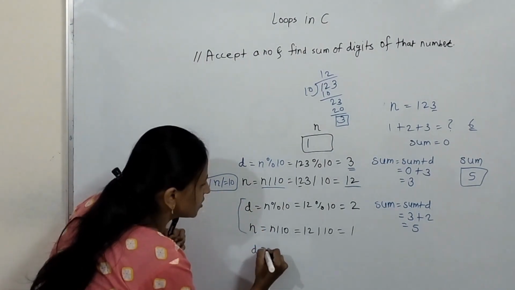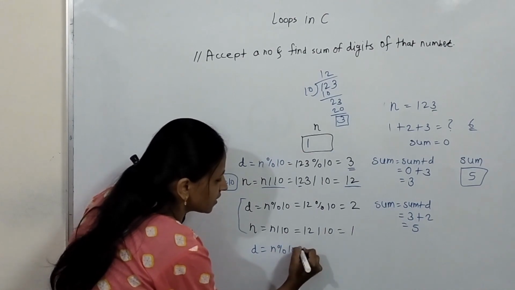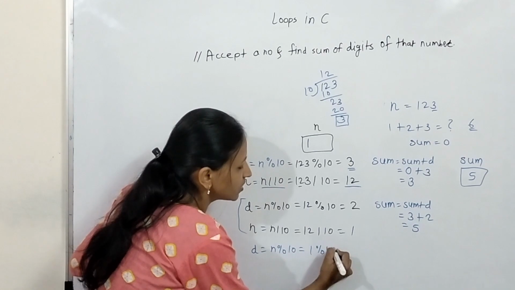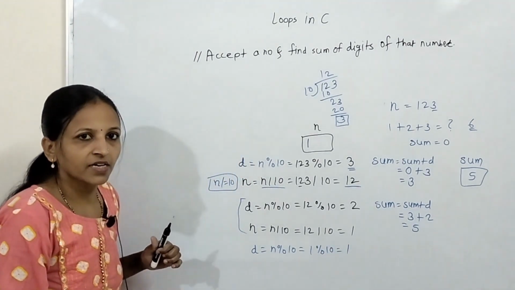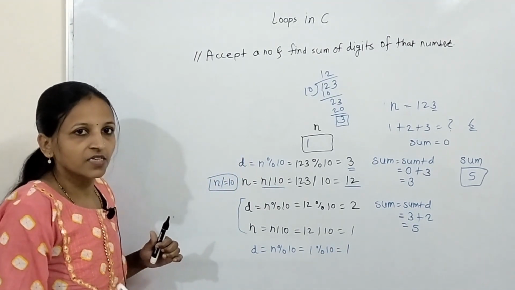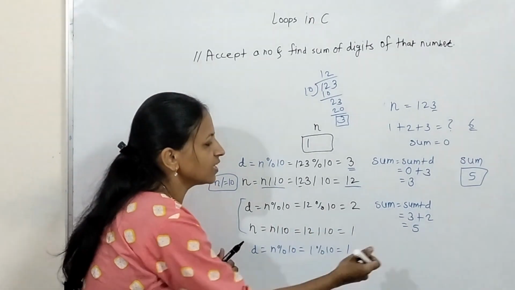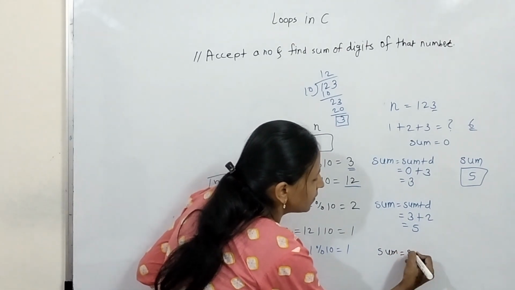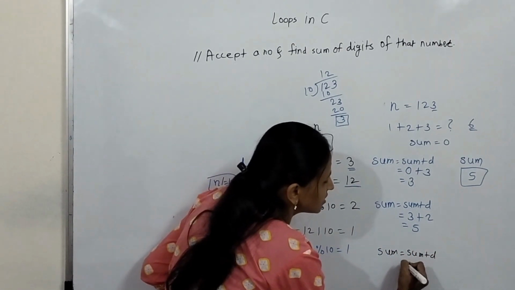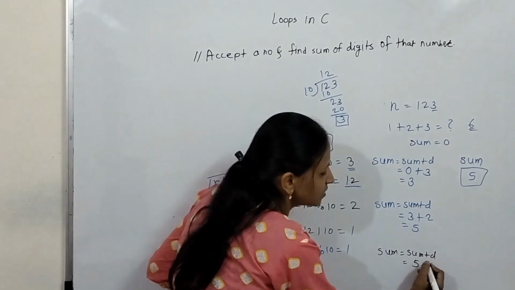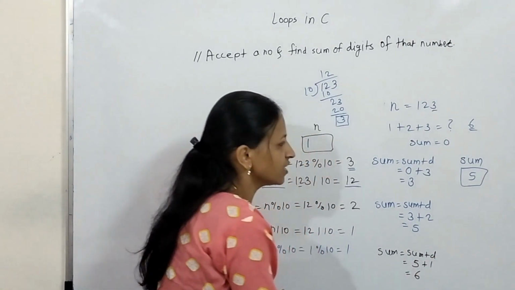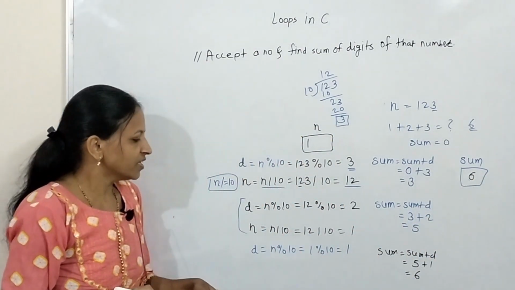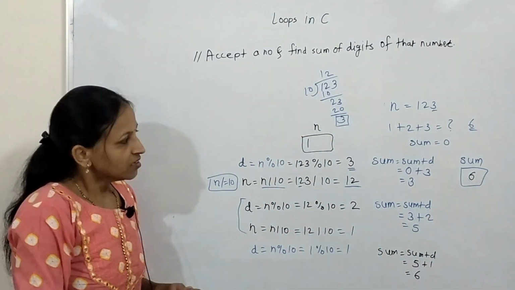Now d equals n modulus 10. Now here n is 1, modulus 10. What is the answer? 1. 1 modulus 10 is 1. That we have to again add into sum, that is sum equals sum plus d. Here sum is 5 and we are adding 1, that's why 6 will get stored inside this sum variable. In this way we will get the sum.